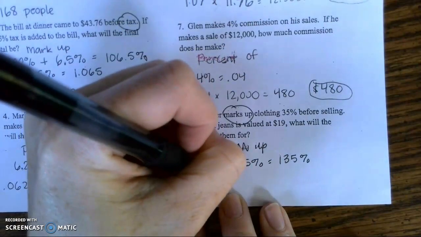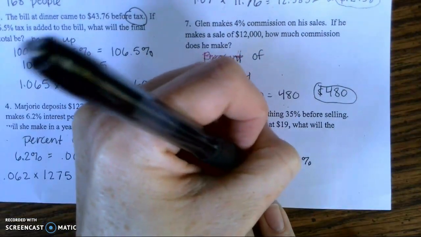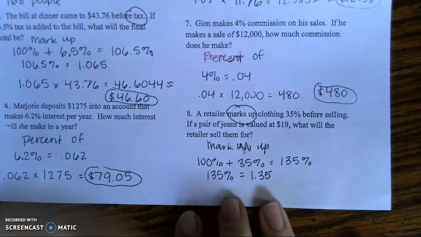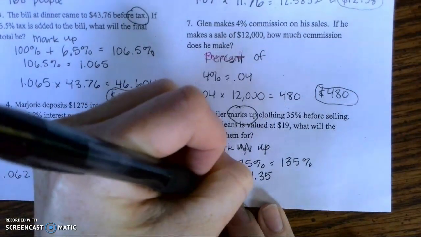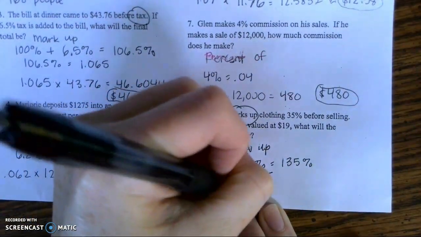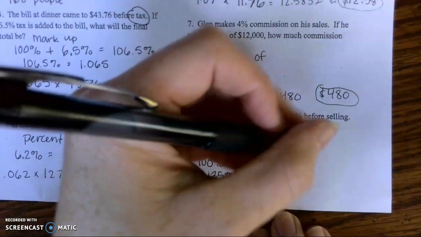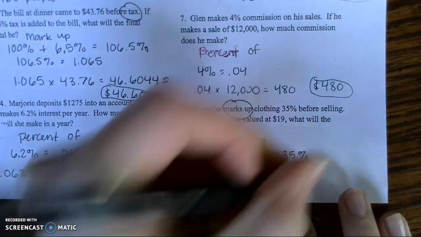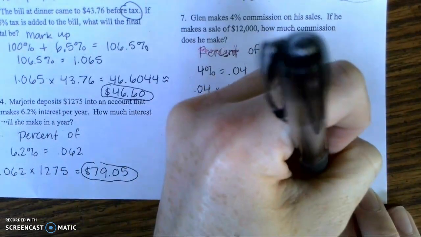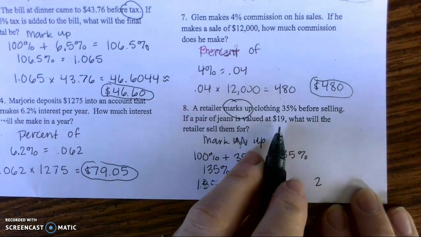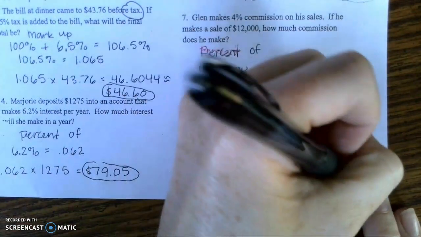We are going to take 135% and rewrite that as its decimal equivalent, which would be 1.35. And then we are going to take that decimal and multiply by 19. So that would give us $25.65. So a pair of jeans that is only valued at $19 is actually going to be sold for $25.65.